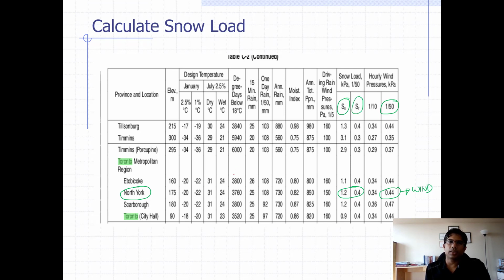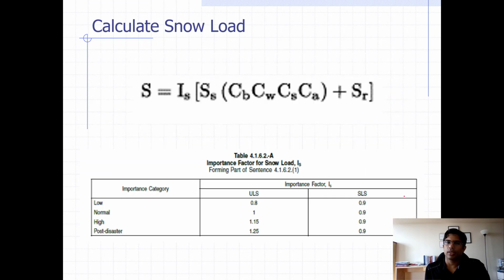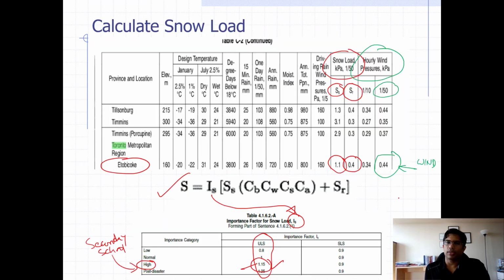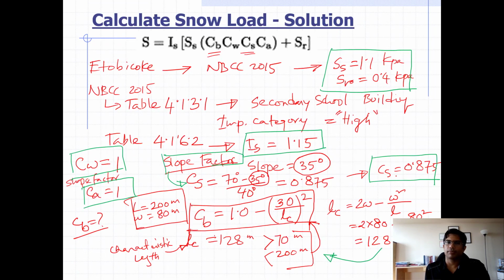So as a practice, please try to calculate the North York wind load using this equation, using this value. You need to take 0.44. And also please try to practice the wind load calculation using these parameters for Etobicoke for wind.